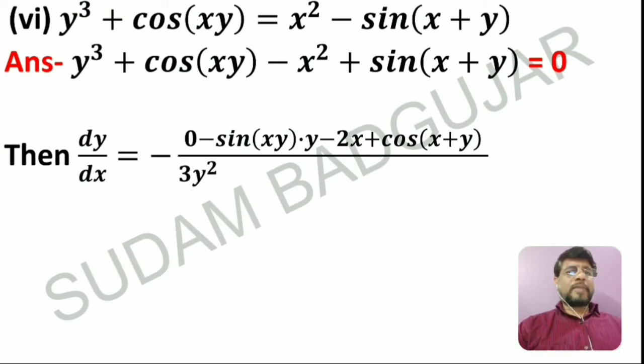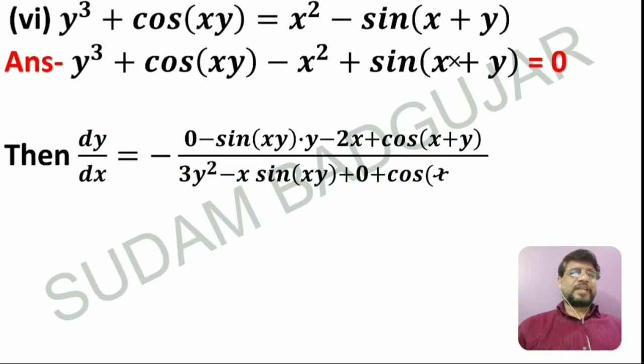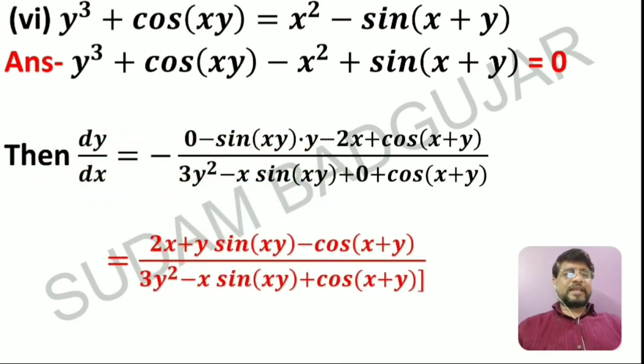3y square minus sin of xy into x, that is x sin of xy minus 0. What is the derivative of x square with respect to y? That is 0 plus cos of xy, x plus y. Now again you have to simplify this, you will get the final answer, and this is the last answer.